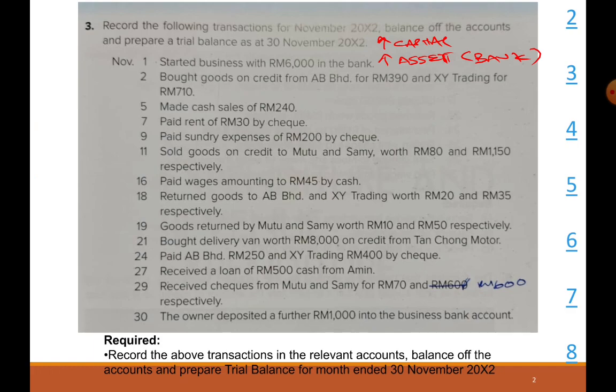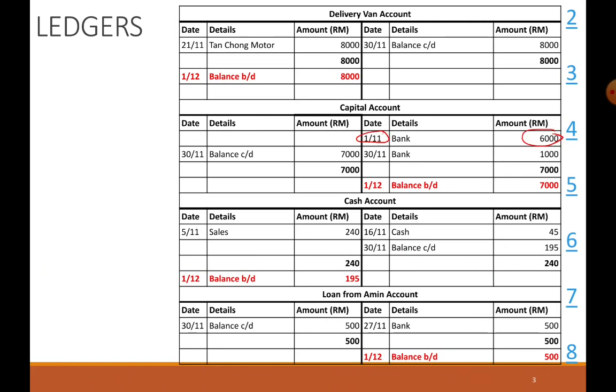Okay, the second transaction, bought goods. Bought goods means purchase inventory. Purchase inventory means that increase in expenses, or purchases. Bought goods on credit from AB Berhad and XY Trading. Okay, means that increase in liability. In this case it is accounts payable. For accounts payable, we will record it in the name of the business because it is a personal account. Okay, so debit purchases.